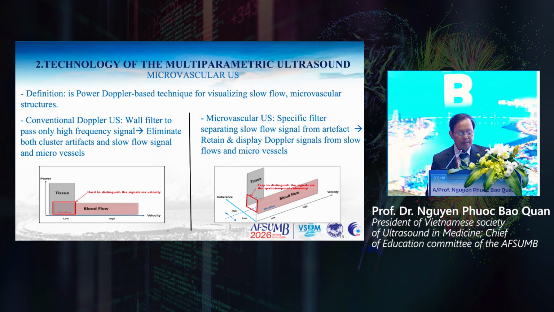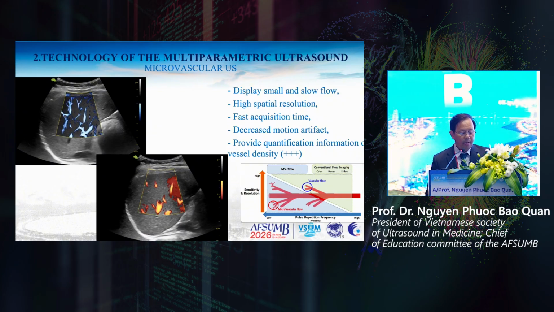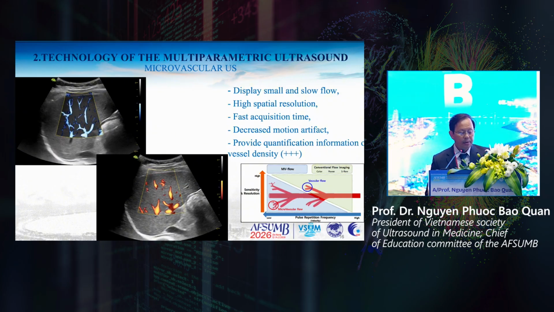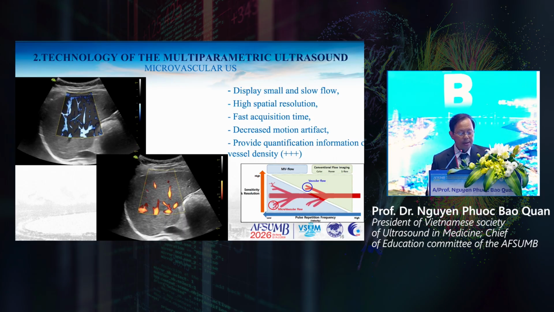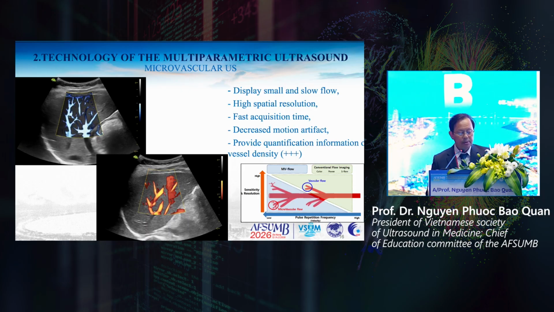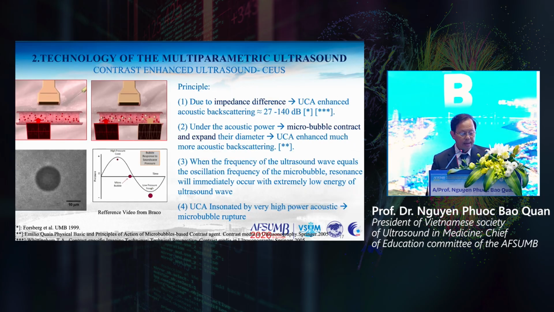Now we move to the branch of microvascular imaging. In microvascular ultrasound, we use a specific filter to get the blood signal from slow flow and the microvasculature. The video shows the microvasculature in the liver compared to conventional power Doppler. We can see more detail of the small vessels near the surface of the liver, with high resolution, fast acquisition, and decreased motion artifact. Additionally, we can get quantification information such as vessel density.